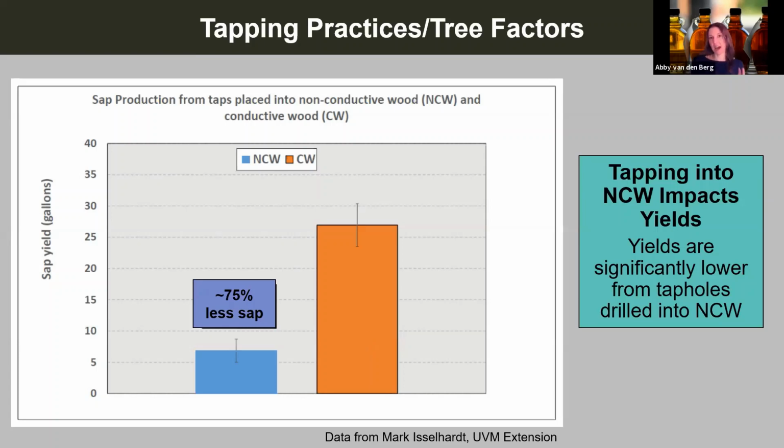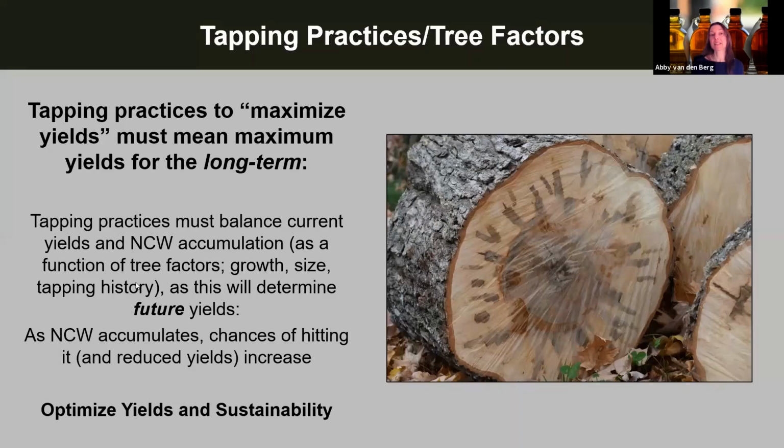And so all of these factors that interact to determine how frequently and what our chances of tapping into non-conductive wood are, those are critically important because ultimately they're going to come back to hit us and impact our yields significantly. And so when we talk about tapping practices in particular to maximize yield, what we really mean is that we want to maximize yields for the long term. So our tapping practices need to balance the current yield that we're able to obtain with the amount of non-conductive wood that's going to accumulate from those tapping practices as a function of how well the tree is growing, what its size is, how much non-conductive wood is already there, because ultimately that's going to determine future yields.